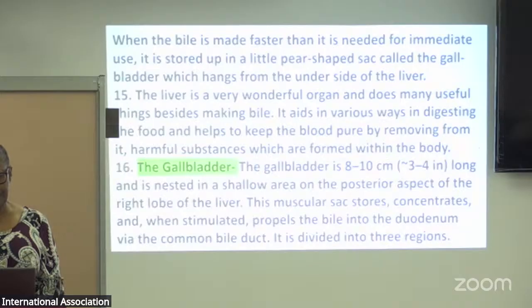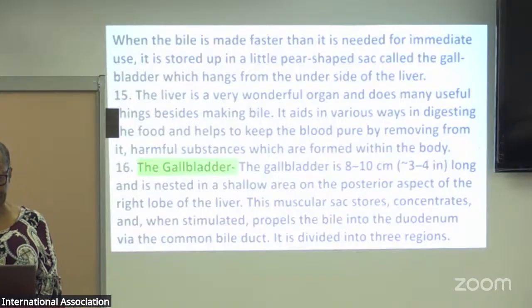The liver is a very wonderful organ and does many useful things besides making bile. It aids in various ways in digesting the food and helps to keep the blood pure by removing from it harmful substances which are formed within the body.